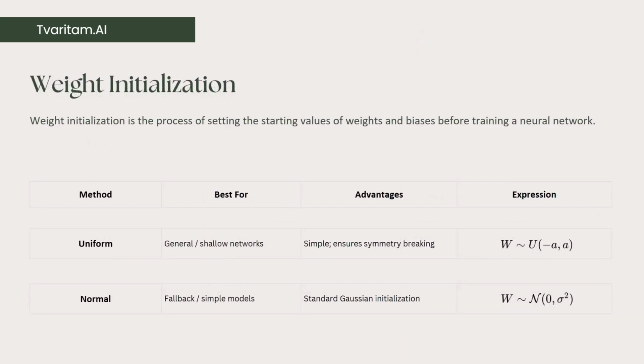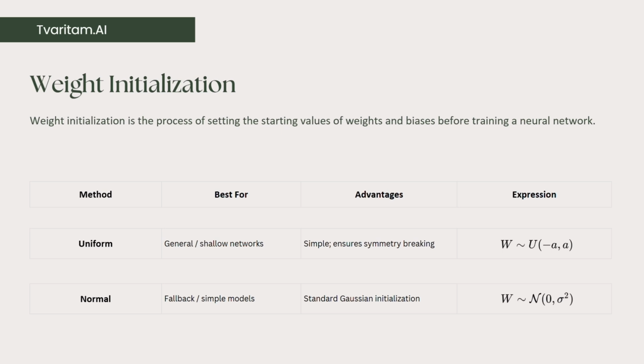Now let us discuss weight initialization. Weight initialization is the process of setting the starting values of weights and biases before training a neural network. Neural networks need random weight initialization because identical weights make all neurons learn the same feature, which causes a symmetry problem. So the network cannot learn diverse patterns. Compared to this, linear regression doesn't have this issue since there is no hidden layer symmetry in a linear regression model. But for neural networks, we cannot assign the same weights and biases to all the neurons.